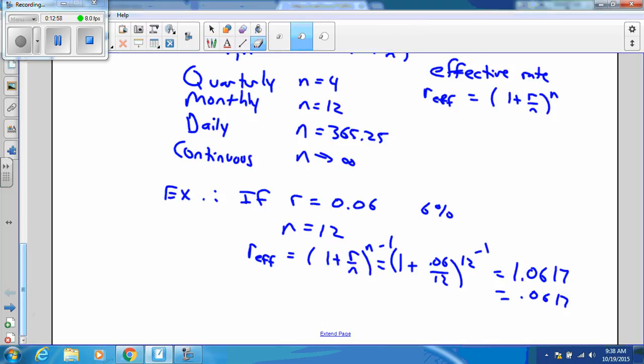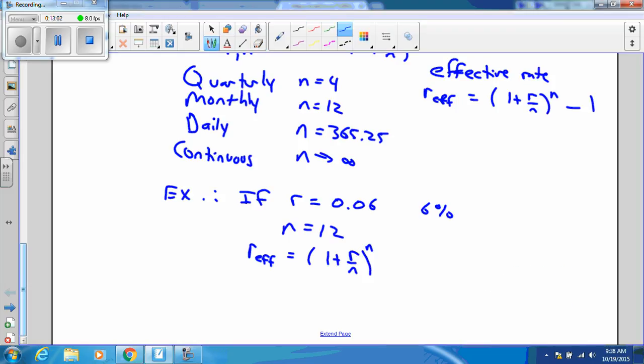What is there? The minus 1. Yeah, sorry, let me write this properly. I needed a minus 1 here that I forgot about.